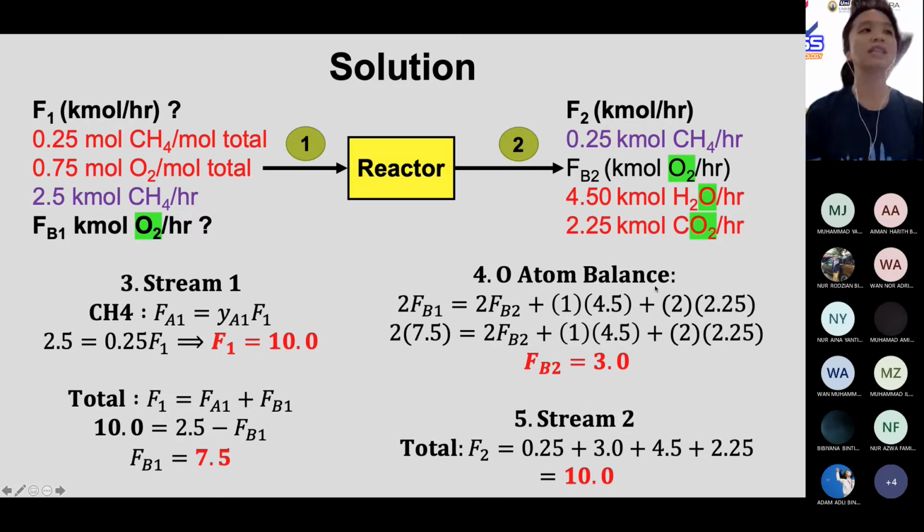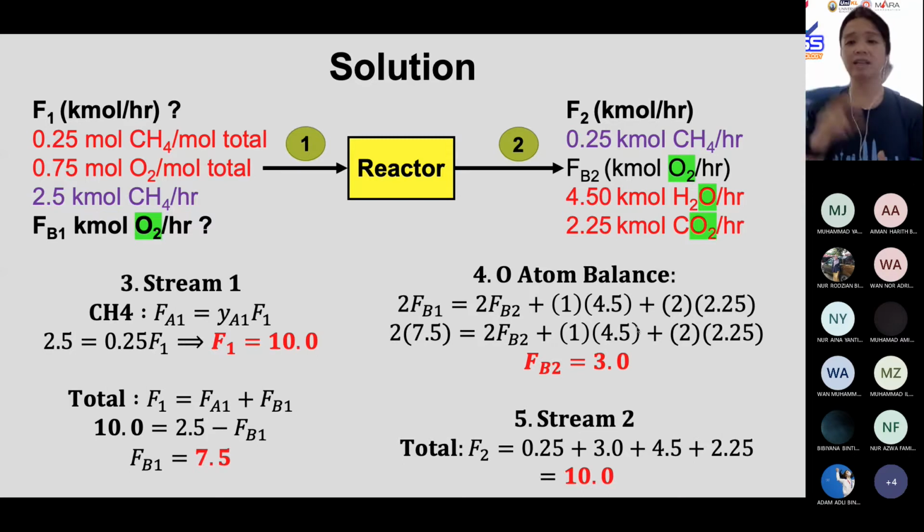Outlet, kamu kena tengok oksigen datang daripada compound mana. Kamu tak boleh hanya consider O2. Kamu kena tengok juga atom oksigen comes from H2O. Atom oksigen comes from CO2. Tu pun kamu kena ambil kira. So daripada O2 ada 2 atom oksigen, 2FB2 plus with in H2O 1 atom oksigen, 1 multiply with 4.5 sebab molar flow rate water is 4.5, atom oksigen 1. So 1 darab 4.5 plus in CO2 2 atom oxygen, 1 molecule carbon dioxide has 2 atom oxygen. So 2 times 2.25.